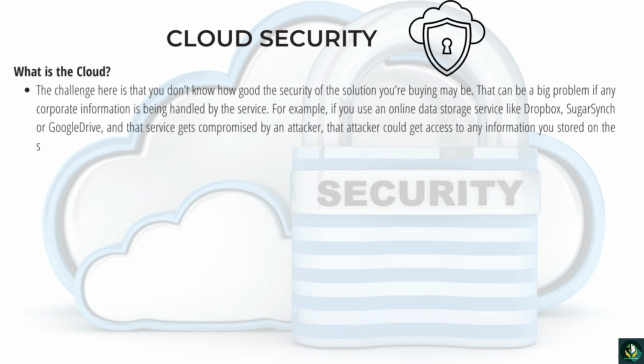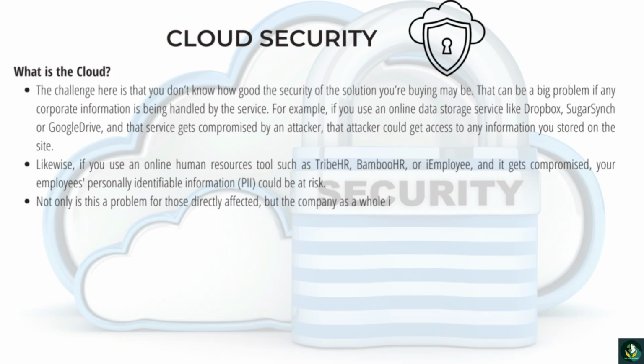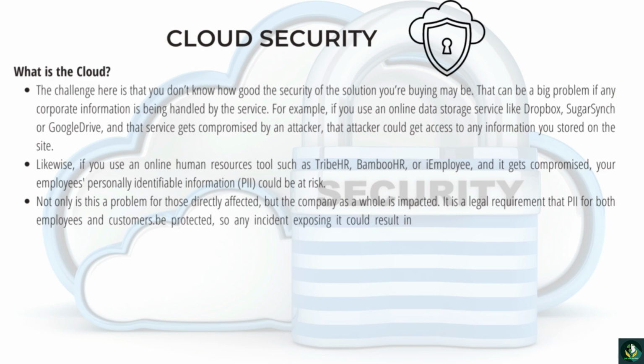Likewise, if you use an online human resources tool like Tribe HR, Bamboo HR, or iEmployee, and it gets compromised, your employee's personally identifiable information, PII, could be at risk. Not only is this a problem for those directly affected, but the company as a whole is impacted. It is a legal requirement that PII for both employees and customers be protected, so any incident exposing it could result in fines or other penalties.